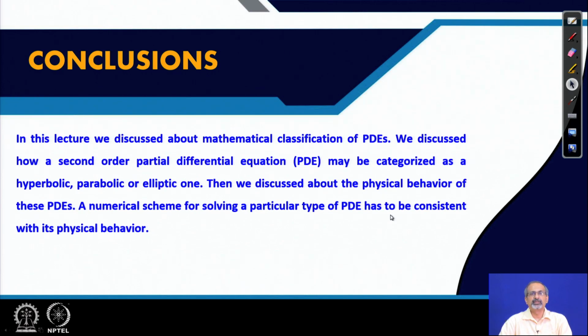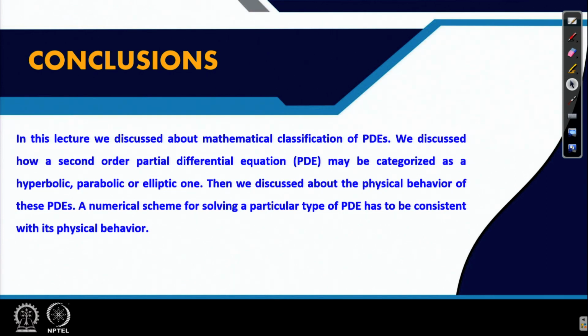So, in this lecture we discussed mathematical classification of partial differential equations in the beginning, and then we discussed how a second order partial differential equation may be categorized as either a hyperbolic, parabolic or elliptic one. Subsequently, we discussed the physical behavior of these partial differential equations, and a numerical scheme for solving such a partial differential equation will certainly have to take care of its physical behavior.